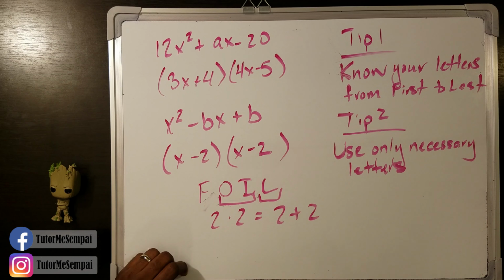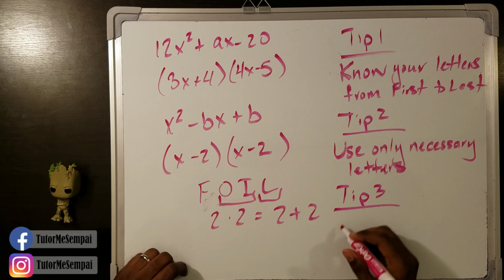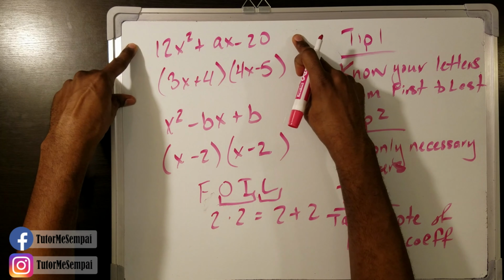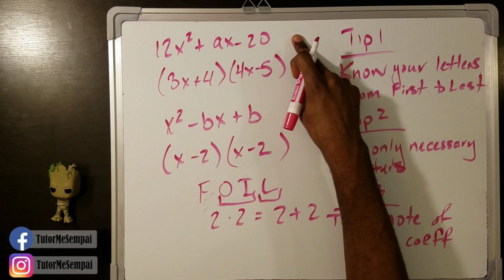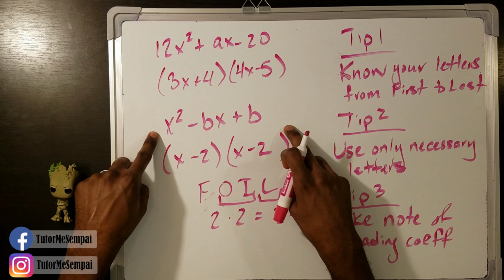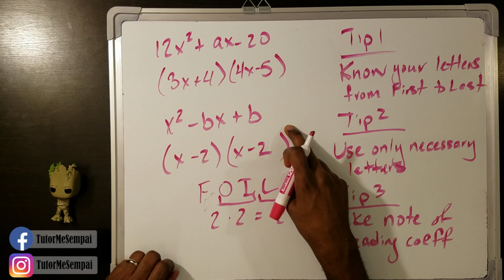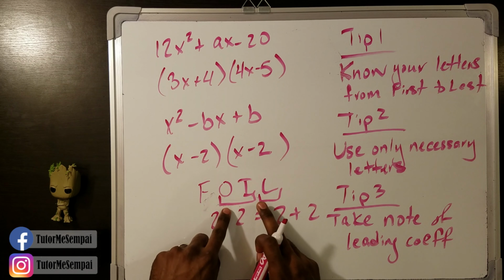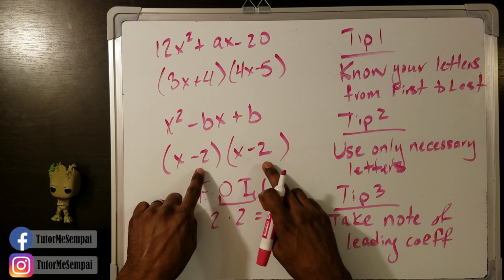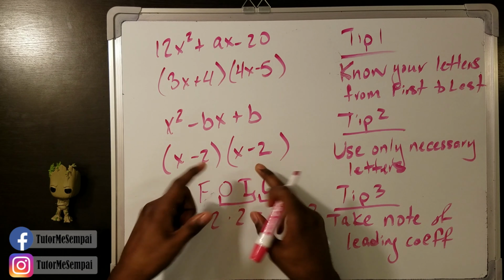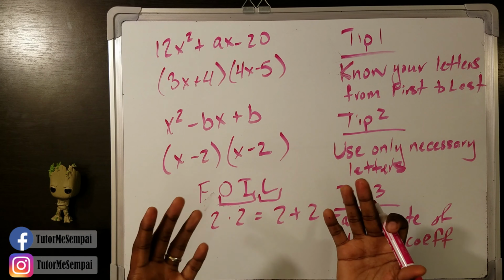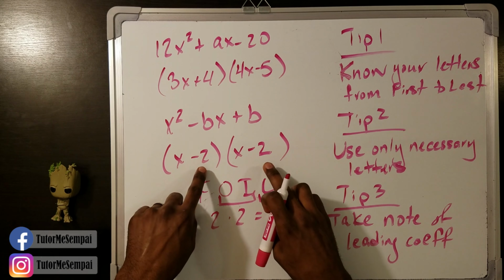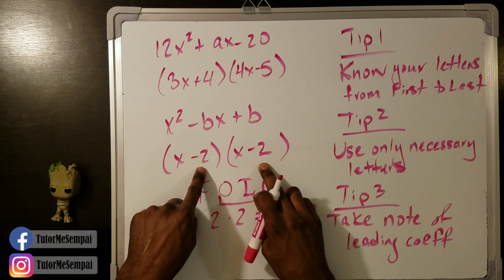Take note of any leading coefficients. Notice our first example for today had a 12 as the leading coefficient, but our previous example had an understood 1. When you have an understood 1, then you know the result of your outer and inner is simply going to be adding these two together. I should say combining, because they could have a negative, negative, negative, positive, positive, positive. So it's really going to be a result of combining these two together.